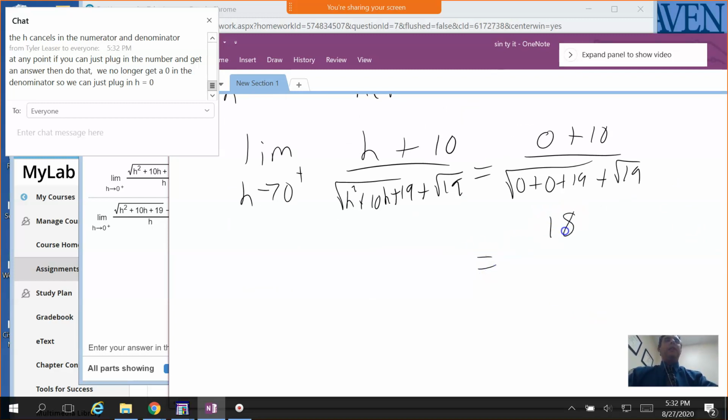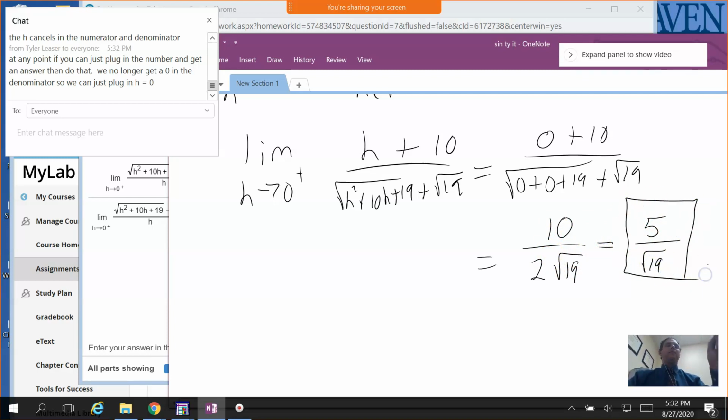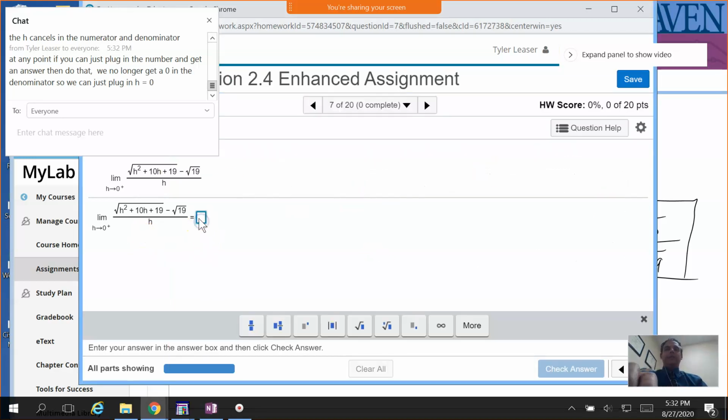That is just going to be 10 up top, sorry, not 18, that's my bad handwriting. And then we have root 19 plus root 19, which is 2 root 19. Finally, the 10 over 2 cancels, and we end up with 5 over the square root of 19. And then just to look good, let's plug it in and make sure.